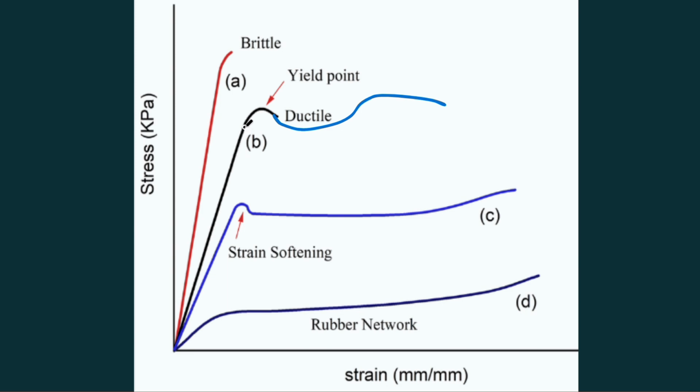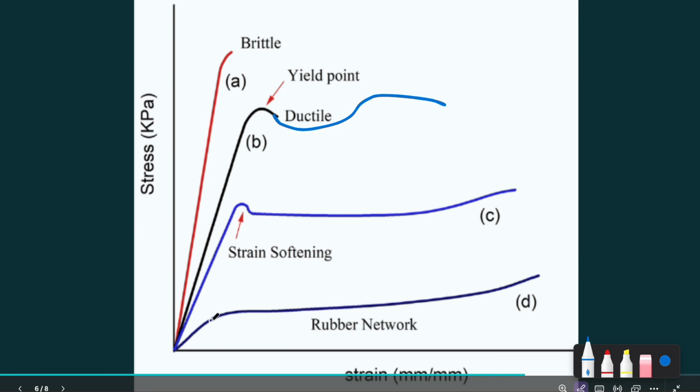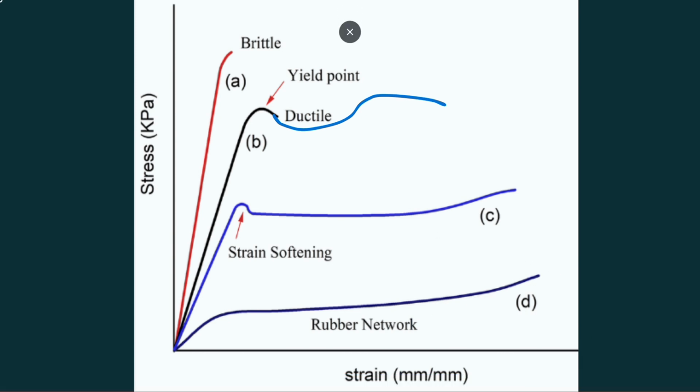And the ductile material, here, it has elastic deformation that is bigger than brittle, and it has plastic deformation here, like the previous diagram I showed you. And strain softening has elastic deformation, and also plastic, and rubber has really small elastic deformation, and very long plastic deformation.